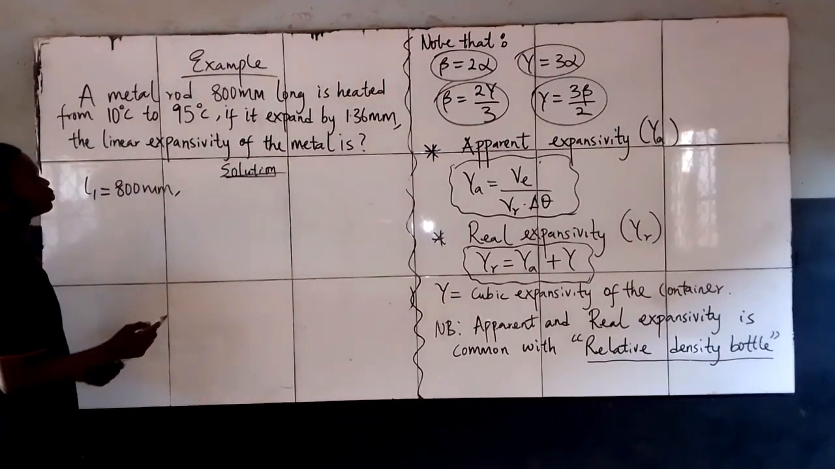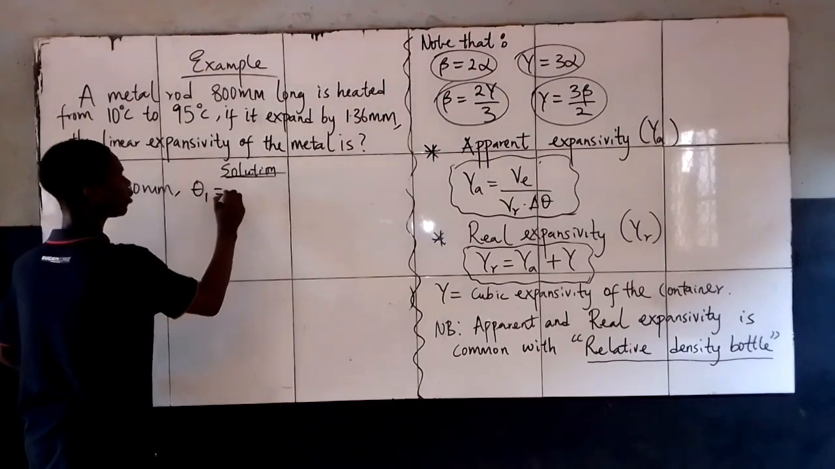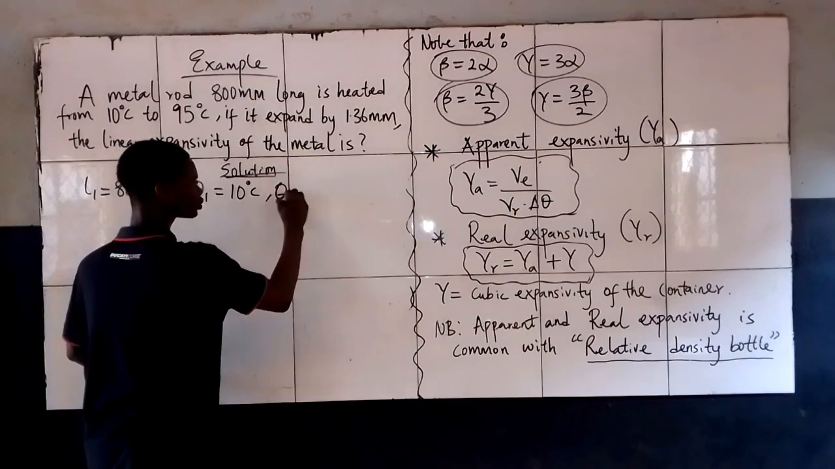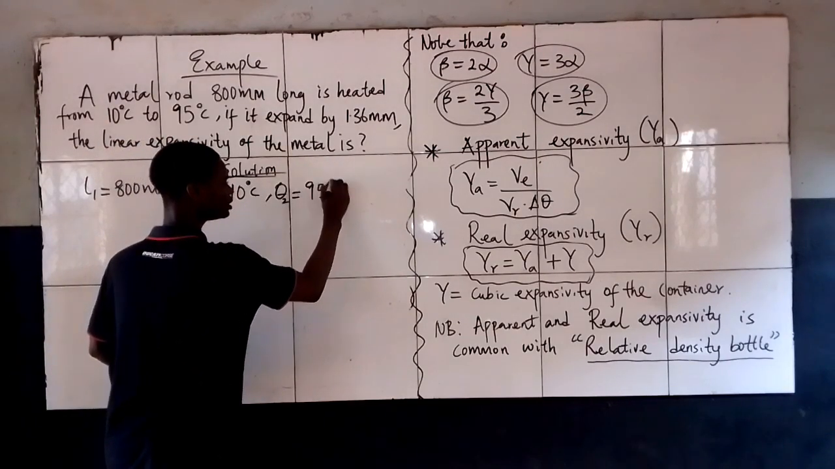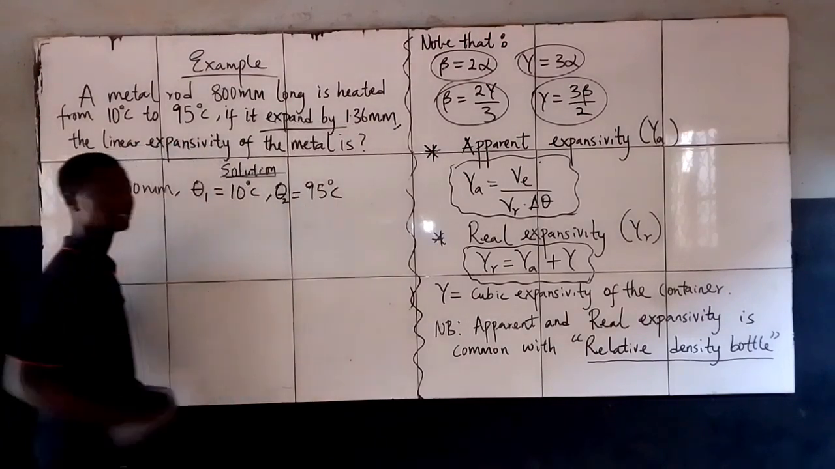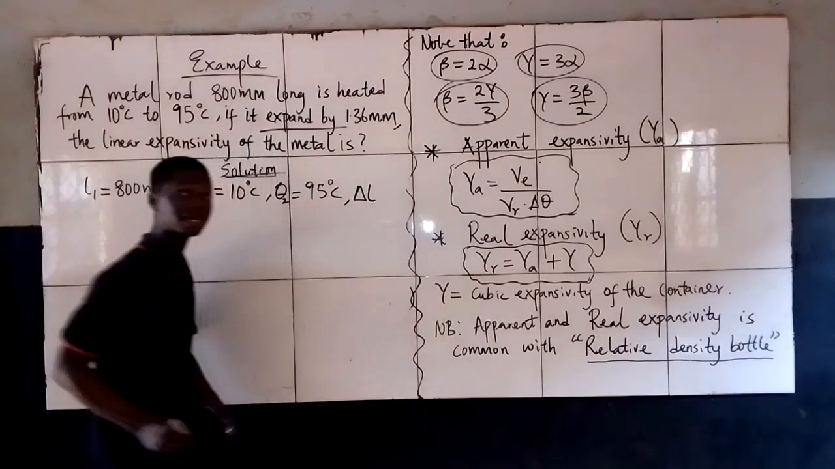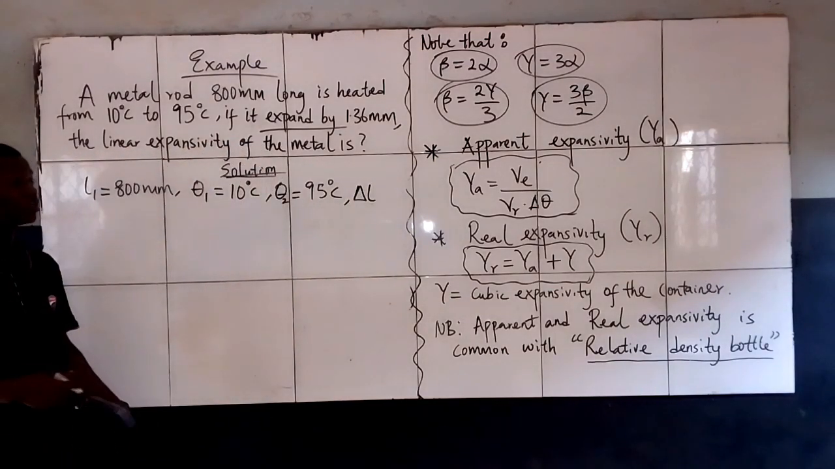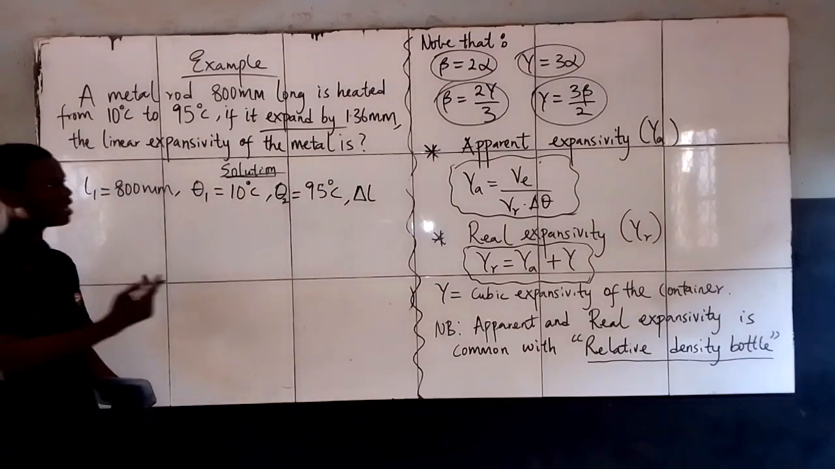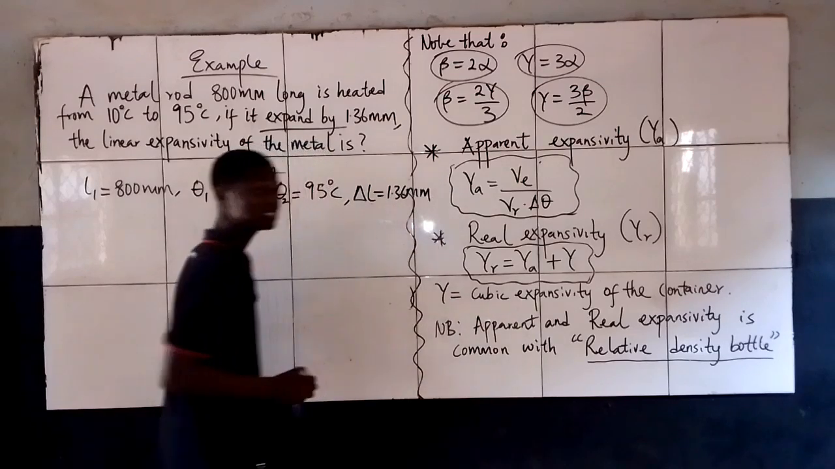So let's continue. It is then heated from an initial temperature, theta 1 of 10 degrees Celsius to a final temperature, theta 2 of 95 degrees Celsius. Then I said, if it expands by. Now this word expands by is talking about the change in length. I hope you know. It's not the final length because they don't say it expands to. They said it expands by. So the change in length is 1.36 millimeter. This is the change in length.